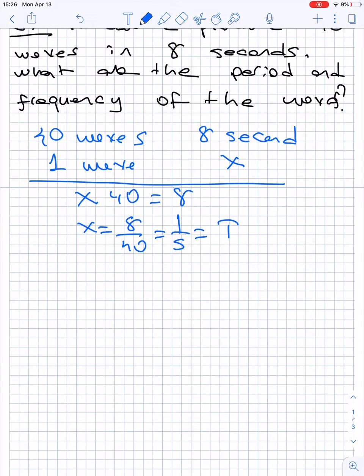Okay, what is the relationship between the period and frequency? T multiplying f is equal to 1. If period is equal to 1 over 5, frequency we don't know, so 1 over 5 multiplying f is equal to 1. After calculating, frequency is equal to 5, unit is hertz.